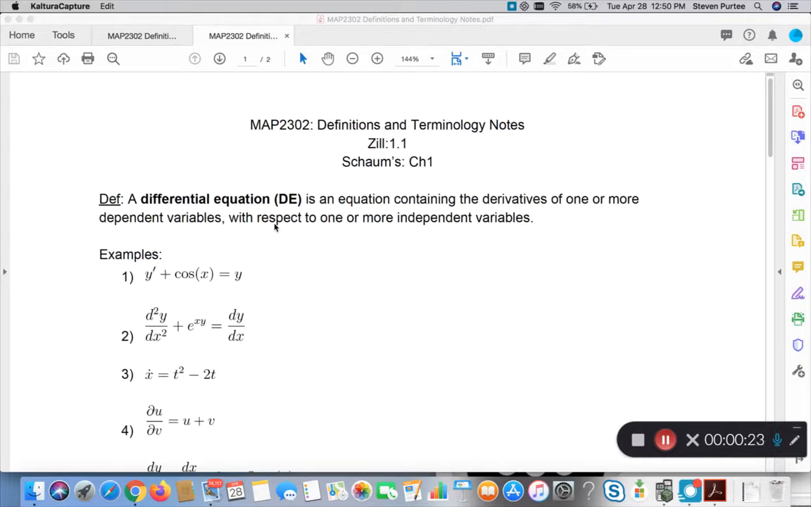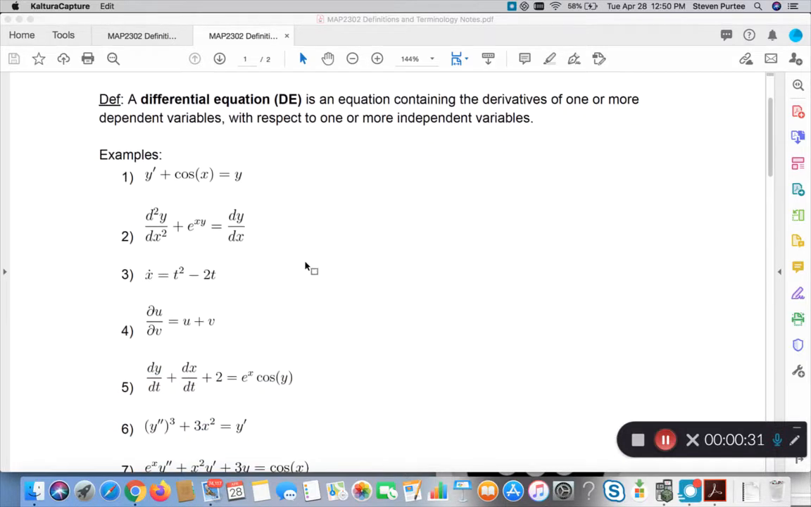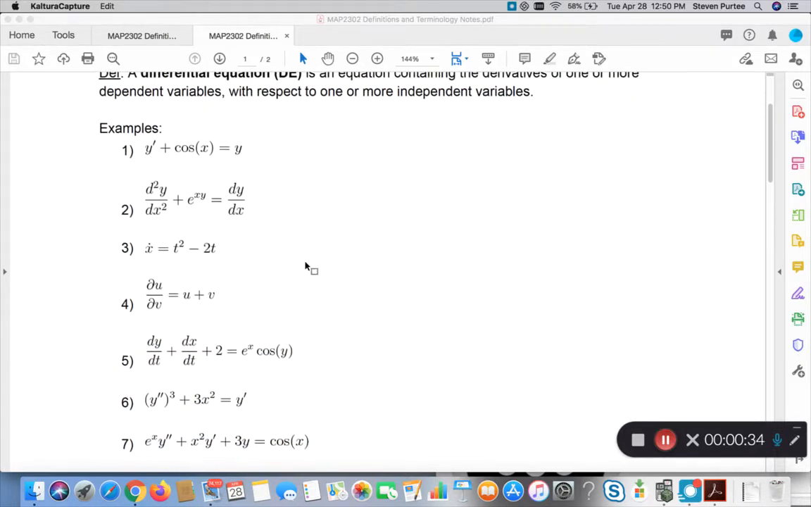derivatives in it. You can have one or more dependent variables, or even one or more independent variables. So here are some examples of DEs. Sometimes we'll use Leibniz notation, the dy dx kind of notation, or also called differential notation. Sometimes we'll use prime notation. Particularly, I don't like prime notation that much, even though it is easier to write. We will write it quite a bit.